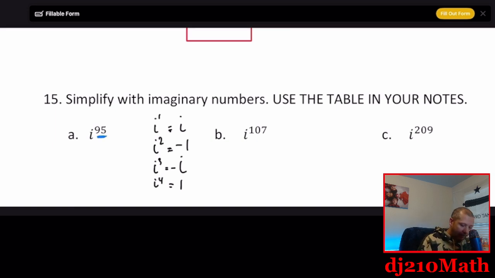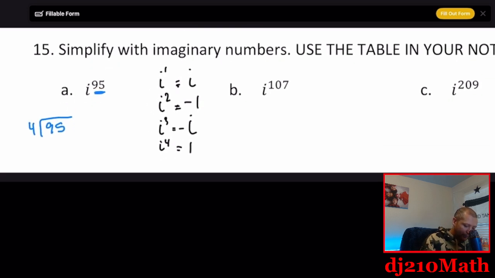So this is I to the 95th power. Anytime you have I to an exponent, right, I to any exponent can always be simplified down into one of these 4 figures. I, -1, -I, and 1. So the way we do that, we know it goes in 4s. So you could count 4, 8, 12, 16, 20, right? Like you could keep it going until you get to 95. Or if you divide 4 into 95, right, doing some long division. I know it's been a minute, but long division comes in clutch right now.